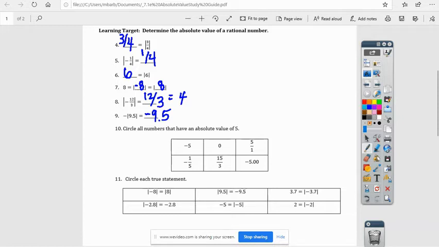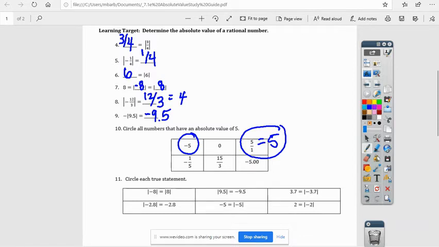So absolute value of 5, we know that negative numbers are going to have an absolute value of +5. So we can circle -5 because that -5 will be in the absolute value brackets. So it'll make it a positive. And 0 is not 5. So therefore, that's not going to be an answer. We know that 5/1 is going to equal 5. So therefore, that can be an absolute value of 5. So we're going to circle that one.